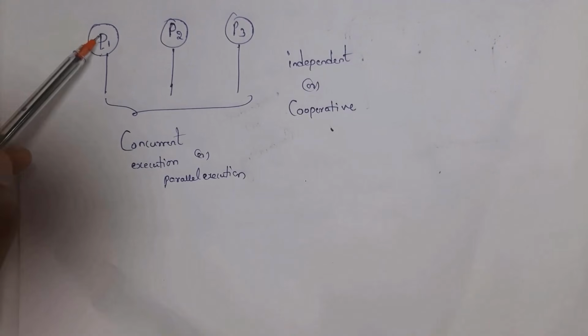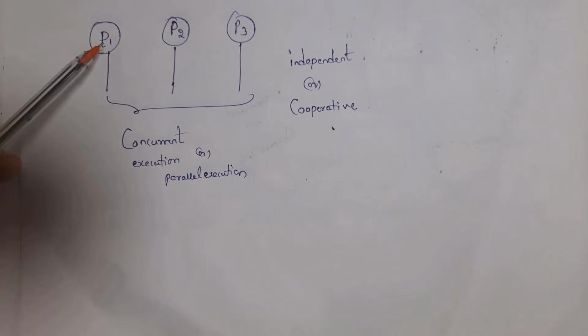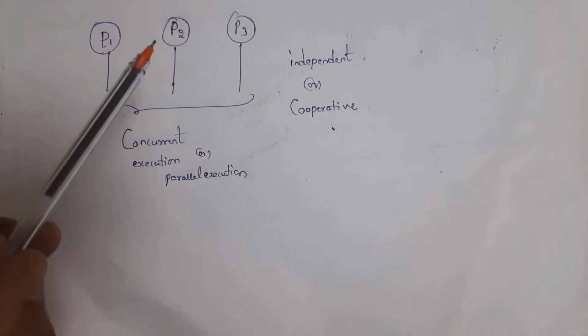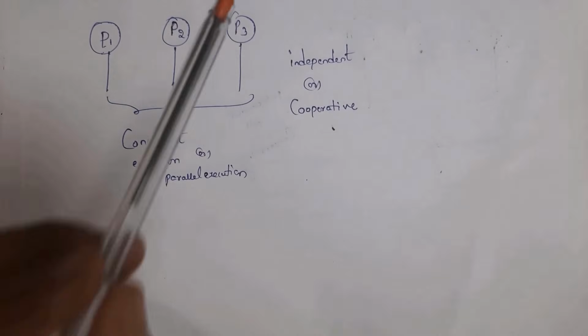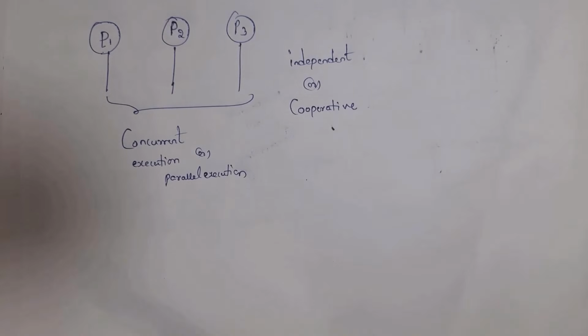We call processes P1, P2 and P3 independent processes because P1 will not share data with P2 and P3, similarly P2 will not share data with P1 and P3, and P3 will not share data with P1 and P2. So we call P1, P2 and P3 independent processes.